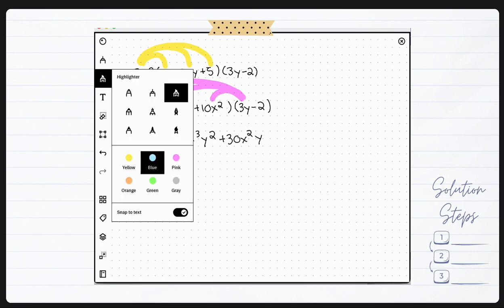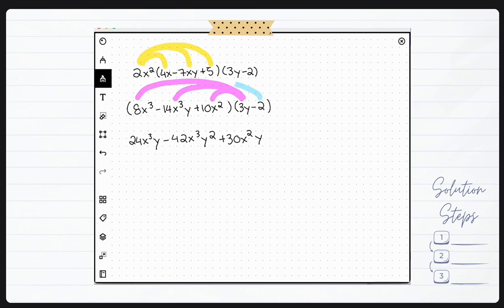Now we're going to take that negative 2 and multiply it out. We're going to get negative 16x cubed. Multiply that negative 2 by negative 14x cubed y. We're going to get positive 28x cubed y. Take that negative 2, multiply it by 10x squared. We're going to get 20x squared.